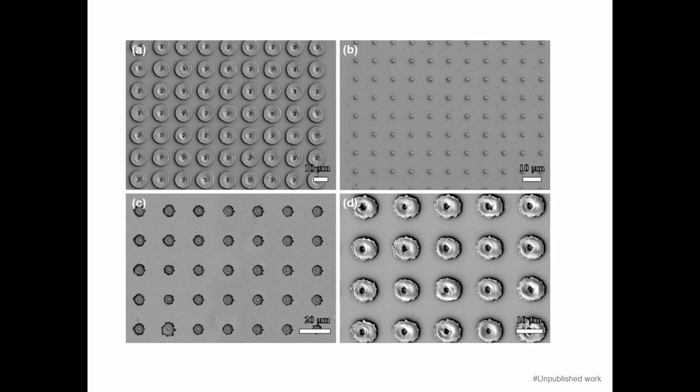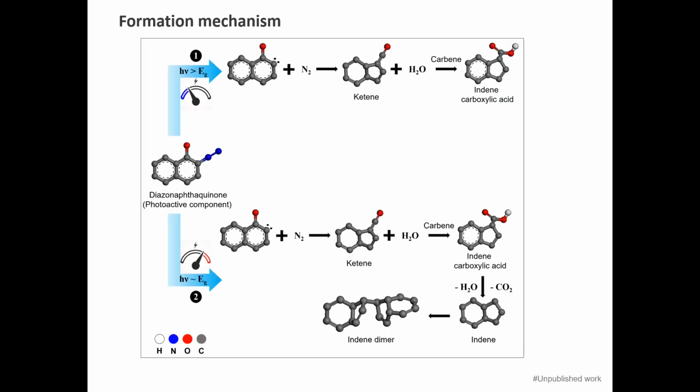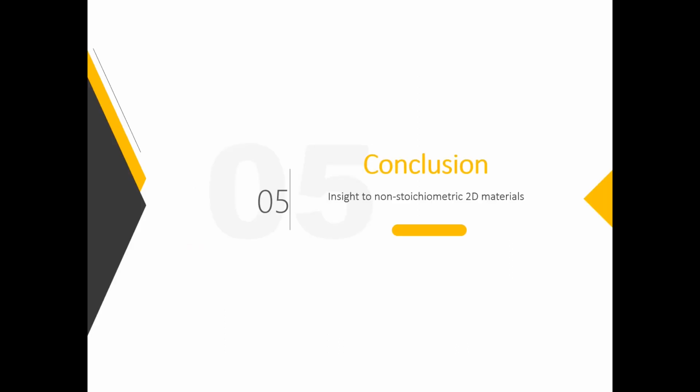So here is the array of structures which we developed from that experiment which I showed before, and these are the experimental details, and here are the functional group changes, and we want to tell why and how it forms from positive to negative photoresist by this experiment. So here is the formation mechanism. It is totally controlled by the chemical transformations of the polymeric structures, and also a laser ablation process.